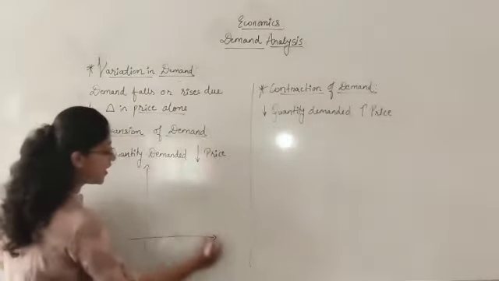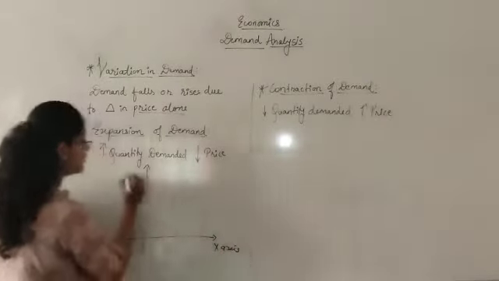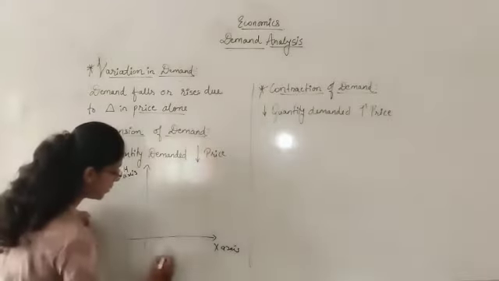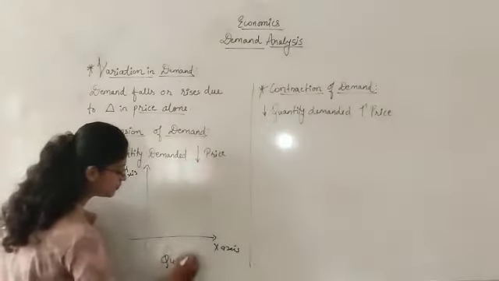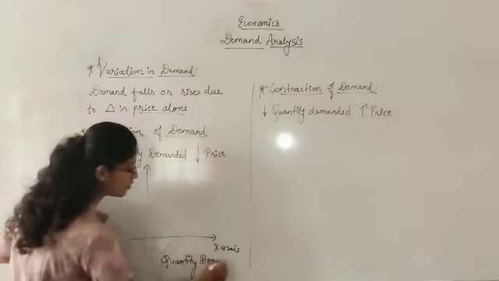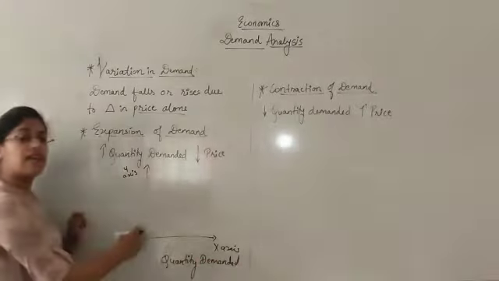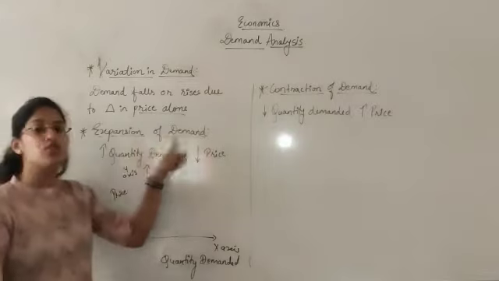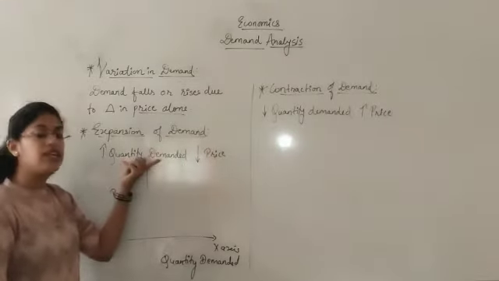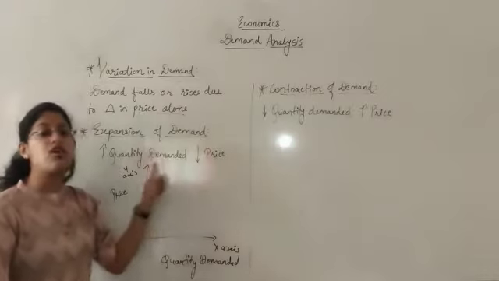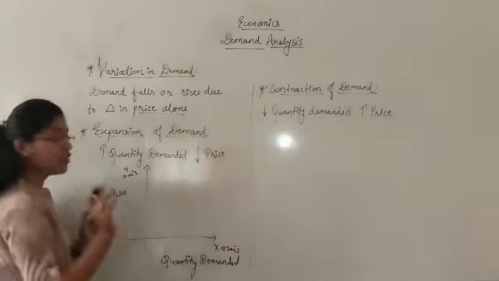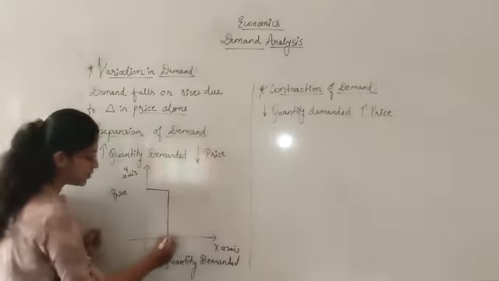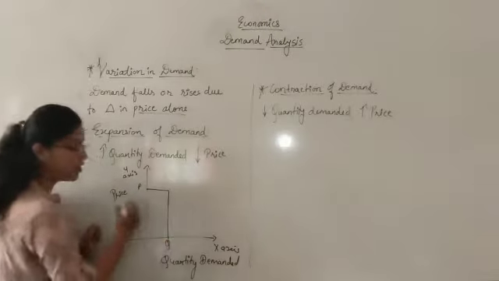See, this is the x axis and this is the y axis. We know very well x axis always denotes the quantity demanded, and y axis denotes the price of a commodity. Now what this expansion of demand says is that if the price is low, the quantity demanded will increase. Now let's assume the price is this much, okay, and the quantity demanded is this much. So this is price and this is quantity demanded.